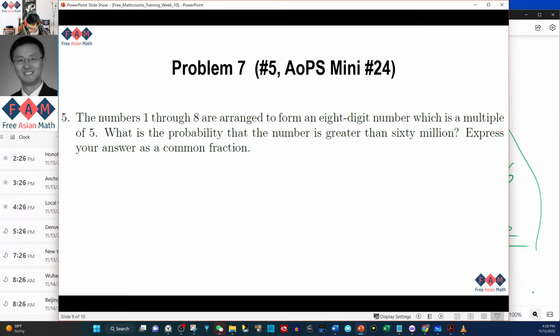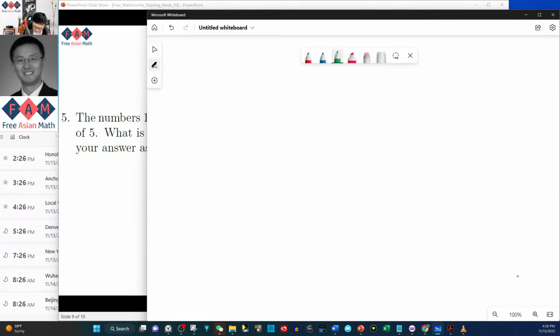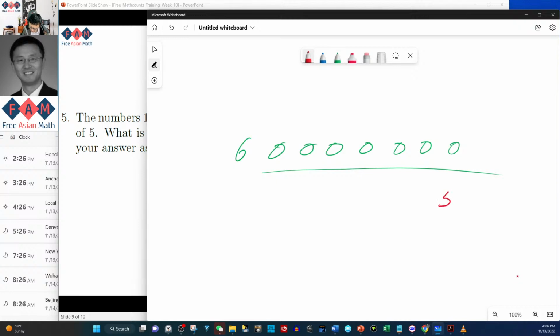This is not a hard problem. The argument is very simple. So we have a digit. What is 6 million? Let's write it down. 6 million is 6 with how many zeros? 1, 2, 3, 4. 6 million must be 70. And that's right. We have 8 digits, right? So 70, that gives us 6 million. We already know our last digit must be 5.